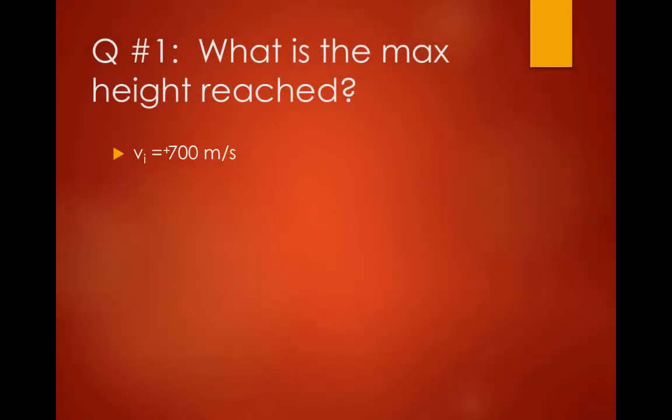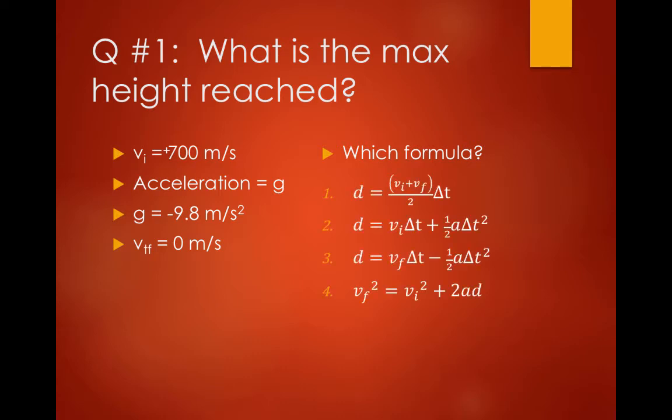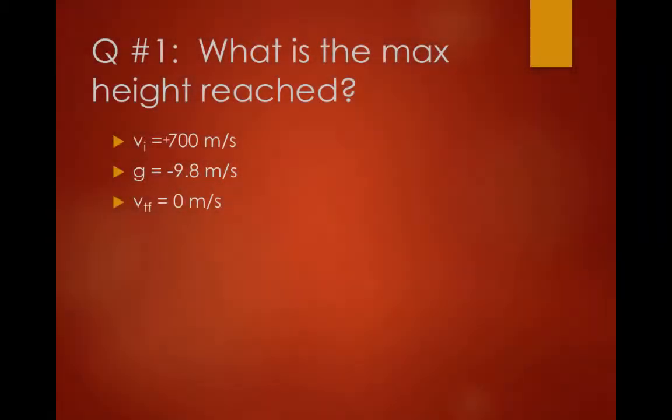Well, again, the initial velocity is plus 700 meters per second. The acceleration due to gravity is negative 9.8 meters per second squared. The final velocity in the vertical will be 0 meters per second. Which kinematic equation do we choose? 1, 2, 3, or 4? We don't have time interval to use equation 1, 2, or 3, so we'll have to use equation 4 manipulating for d. Let's plug and chug.